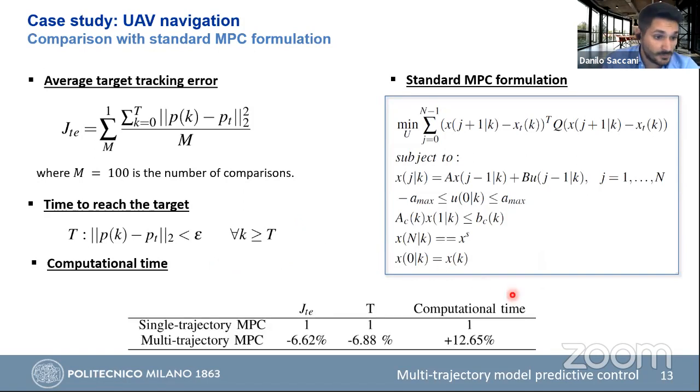As can be noticed from the table, where the results have been normalized with respect to the single trajectory MPC, the multi-trajectory MPC has a higher computational cost due to the increased number of optimization variables, but it shows a performance improvement both in terms of time to reach the target and in average target tracking error.